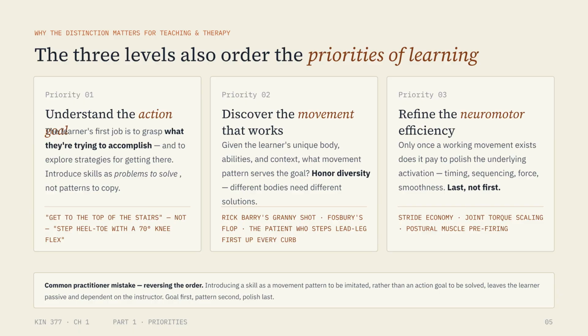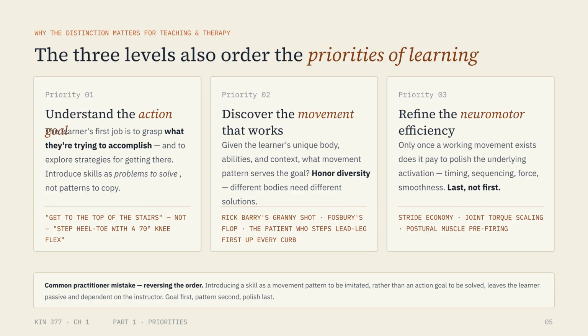Priority 2, discover the movement that works. Given this learner's unique body, ability, history, what movement pattern is best for them? Honor diversity here. The therapist who insists every patient walk with a textbook gait is fighting biology. The patient with a knee replacement may need a slightly stiff-legged compensation for the next 6 weeks, and that's fine as long as the action goal is achieved. Priority 3, refine the neuromotor efficiency. Only after a workable movement exists should we polish what's underneath. Timing, force, sequencing, smoothness. Last, not first.